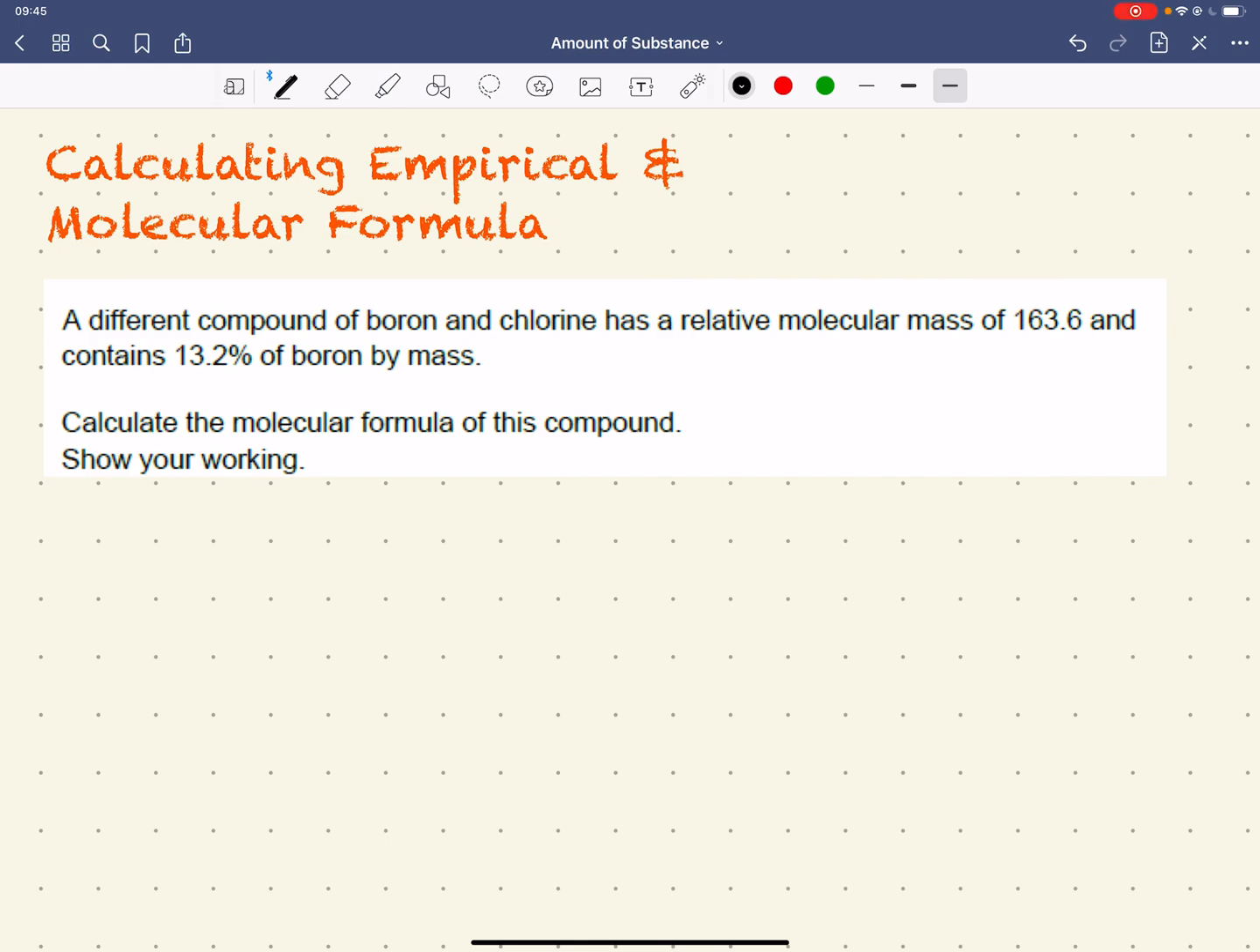Here we look at a calculation which involves working out a molecular formula. And in order to work out this molecular formula, you initially need to work out an empirical formula. So you've got a question here saying that a compound of boron and chlorine has a relative molecular mass of 163.6 and it contains 13.2% of boron by mass. And from this information, we can calculate the molecular formula.